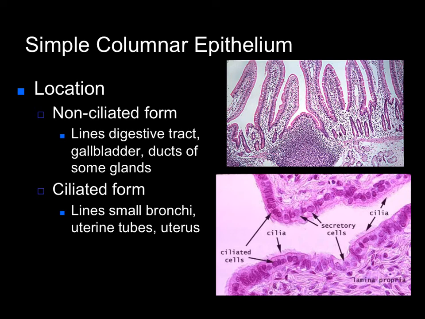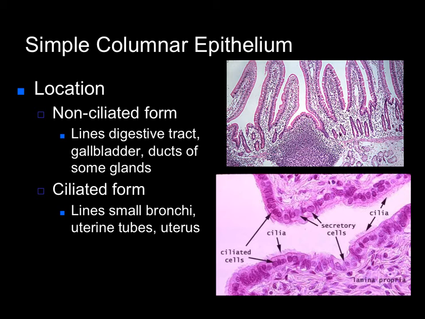So that function of absorption is really going to come into play here. Because if you think about the small intestine, that is where you absorb most of your nutrients in the process of digestion. What the simple columnar cells allow is for the food and the nutrients to be absorbed into the cells, and then they pass it on to the blood.